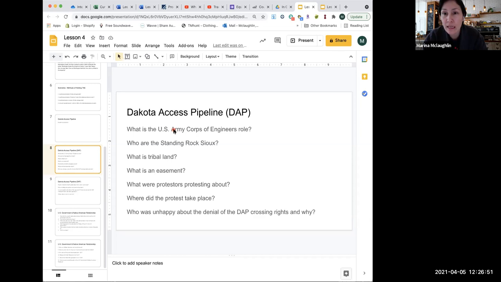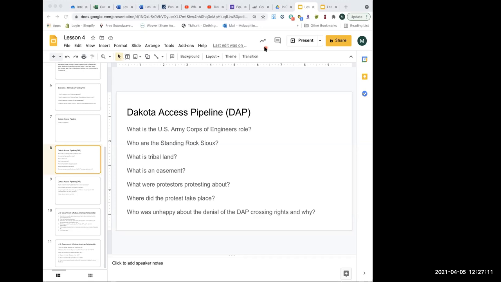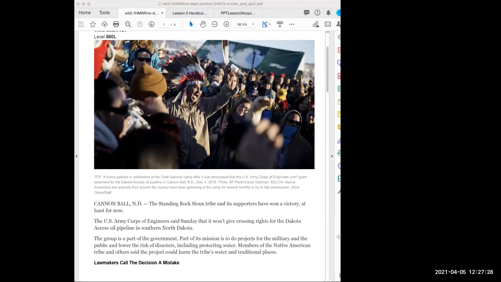What is that? Who found the answer? I mean, what did your group say? It doesn't matter if you found the answer or not. What did your group say was the Army Corps of Engineers role? What does role mean? I can answer that. Okay, Ariane, that would be great. We were saying that the U.S. Army Corps is part of the government, and its mission is to do projects for the people and military, and also to protect the water.